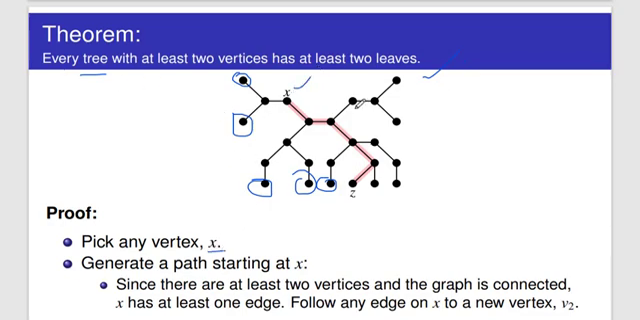We pick any vertex x and generate a path starting at x. You can start from this one, or you can start from down here. We have started like this; you can go here also, it depends on you. We just have to draw a path starting from x. So this is a path. Then we can go down like this, or we can go down like this. We can go up or down.